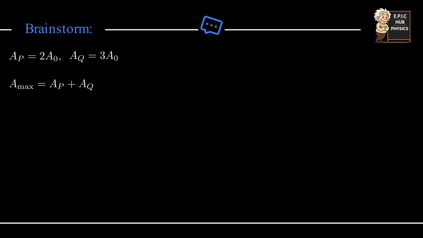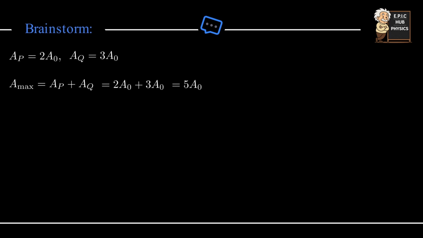Now let's go through the solution step by step. The amplitudes of the individual waves are: wave P has amplitude 2A0, and wave Q has amplitude 3A0. For the maximum amplitude, the waves are in phase, so we add them together. Maximum amplitude equals wave P plus wave Q, which is 2A0 plus 3A0, giving 5A0.